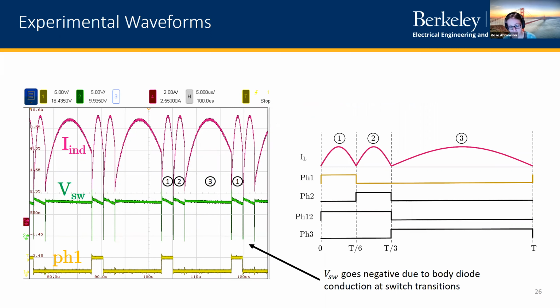And you can also see by looking at the switch node that we do get some partial zero voltage switching, which is evident by the switch node going negative due to some body diode conduction. But that's only in a couple of the switches, and we can't achieve that over every single switch over the entire load range.